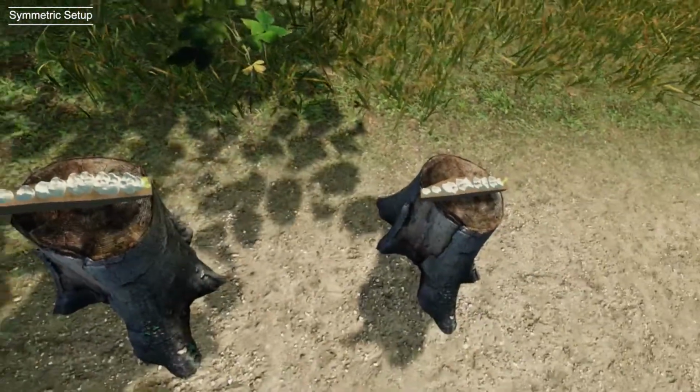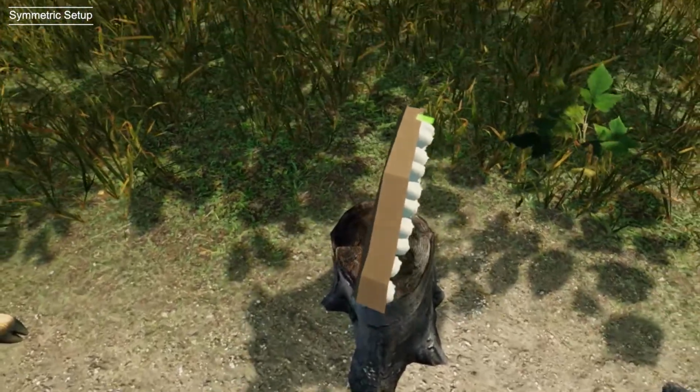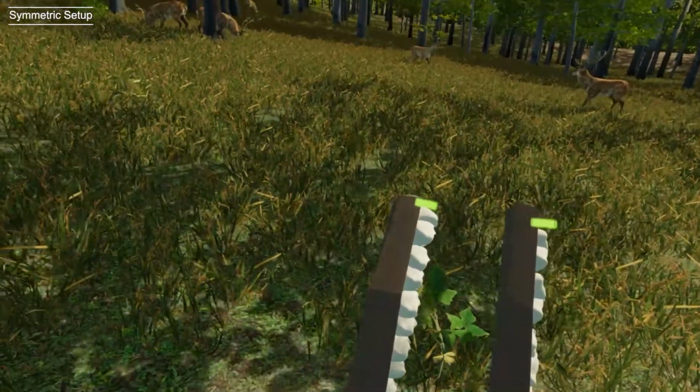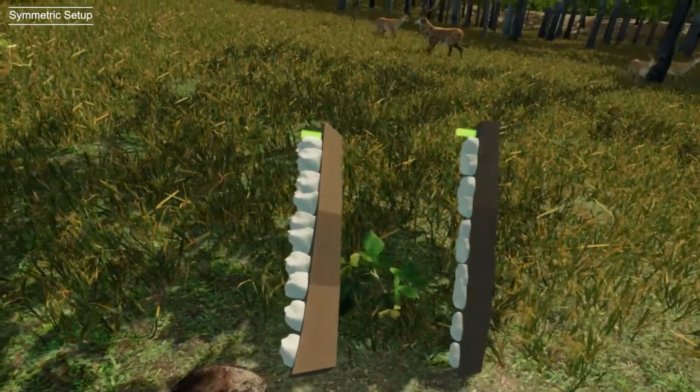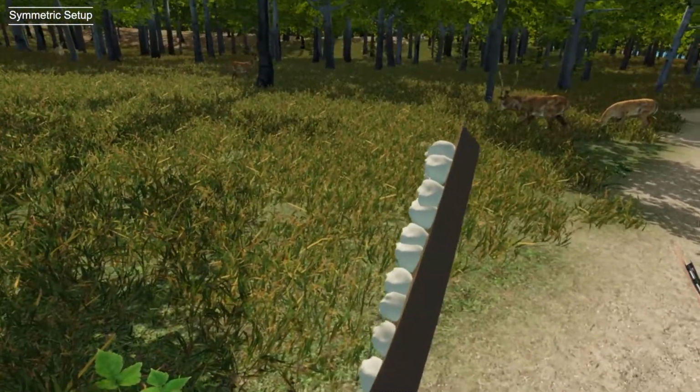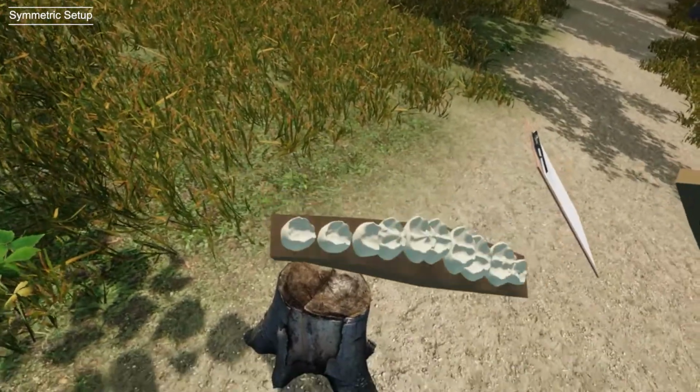It was further possible to grab objects, such as the teeth of a deer, to examine them. The right teeth are from an older animal. In the symmetric setup, it was possible to hand over objects to the other student.